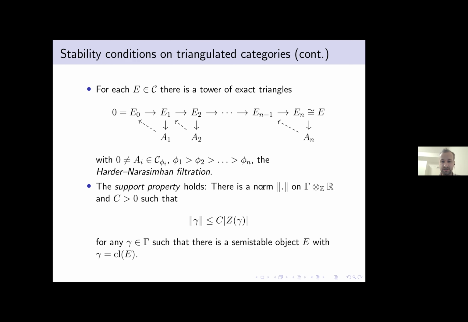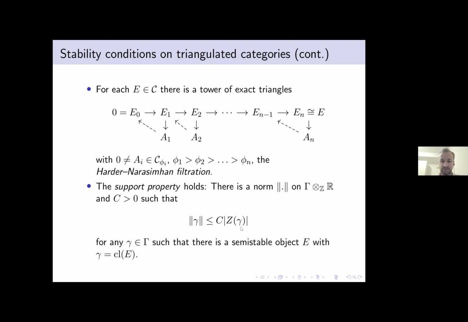Bridgeland's original definition had something kind of similar, where you had the central charge defined just in K0 instead of this gamma. But anyway, what does the support property say? It says that there's a norm on this lattice gamma, so that for any semi-stable object, if you take its class, then its norm has some upper bound given by the central charge.